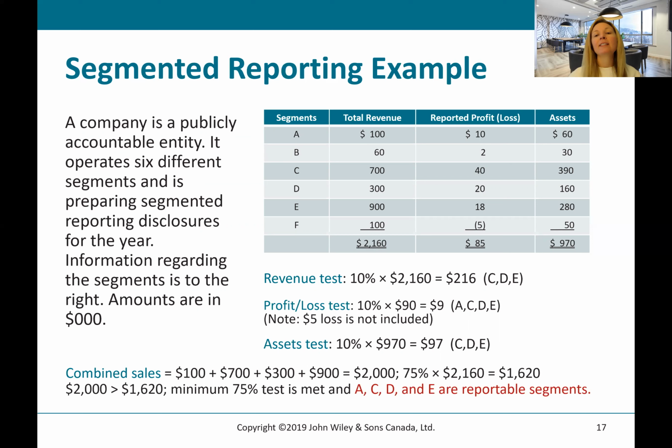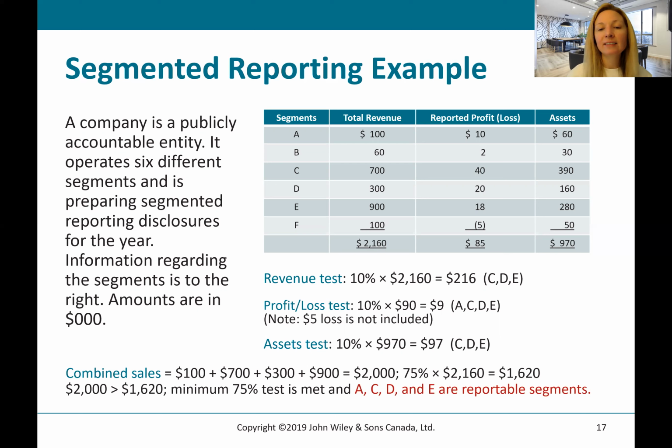Now the profit test, it's 10% of the overall profit. So our profit is $85. So, or the absolute value. So we're going to add that $5 because it's absolute value. So it becomes $90. So 10% of $90 is $9. So which entities have profit greater than $9? Well, everything other than F and B.